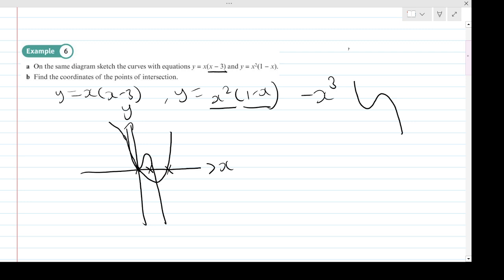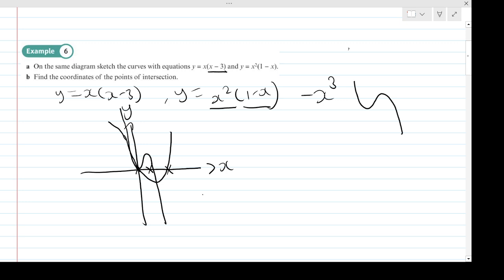If I flesh this out a bit more, hopefully you see that there's a point of intersection there, and then obviously it's going to cross at the origin because they both meet at the origin. Then they're going to meet again there. So there should be 3 intersection points, right? But that's sort of the graph, okay?